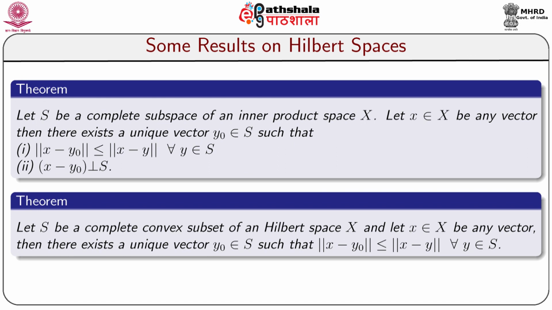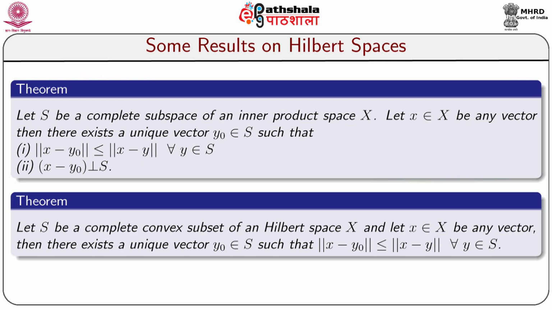In the context of the earlier theorem, we get another theorem. Let capital S be a complete subspace of an inner product space capital X, and if x belongs to capital X be any vector, then there exists a unique vector y naught belonging to capital S such that, number 1, norm of x minus y naught is less or equal to norm of x minus y for all y belonging to capital S, and number 2, x minus y naught is perpendicular to capital S.